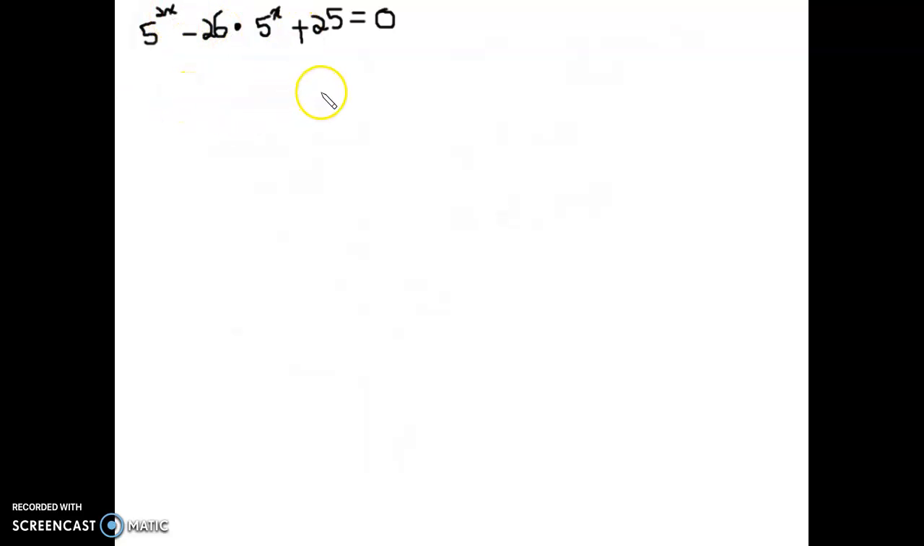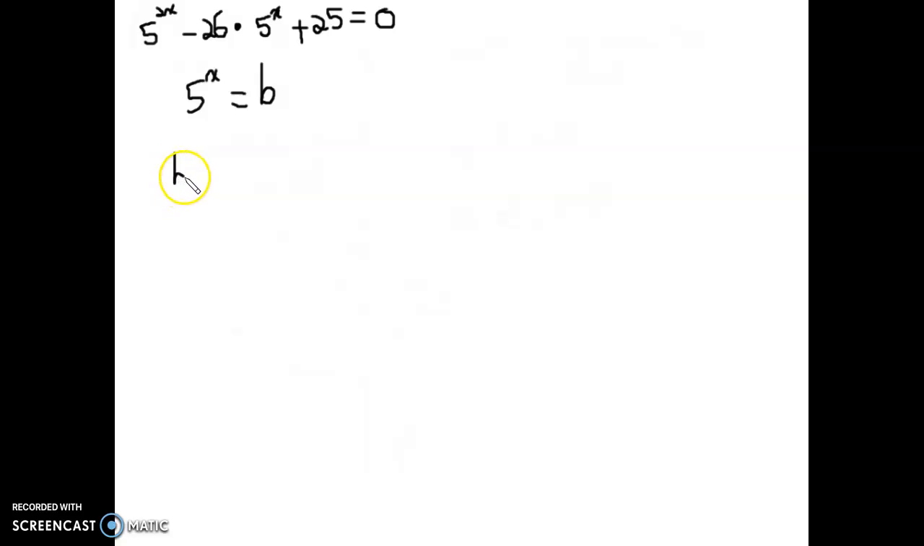And how we are going to approach this problem is, first I would like to use substitution. I would like to substitute 5 to the power of x for b. B is a random variable I chose to substitute for the value of 5 to the power of x. And what we're going to do is plug b into this original equation.